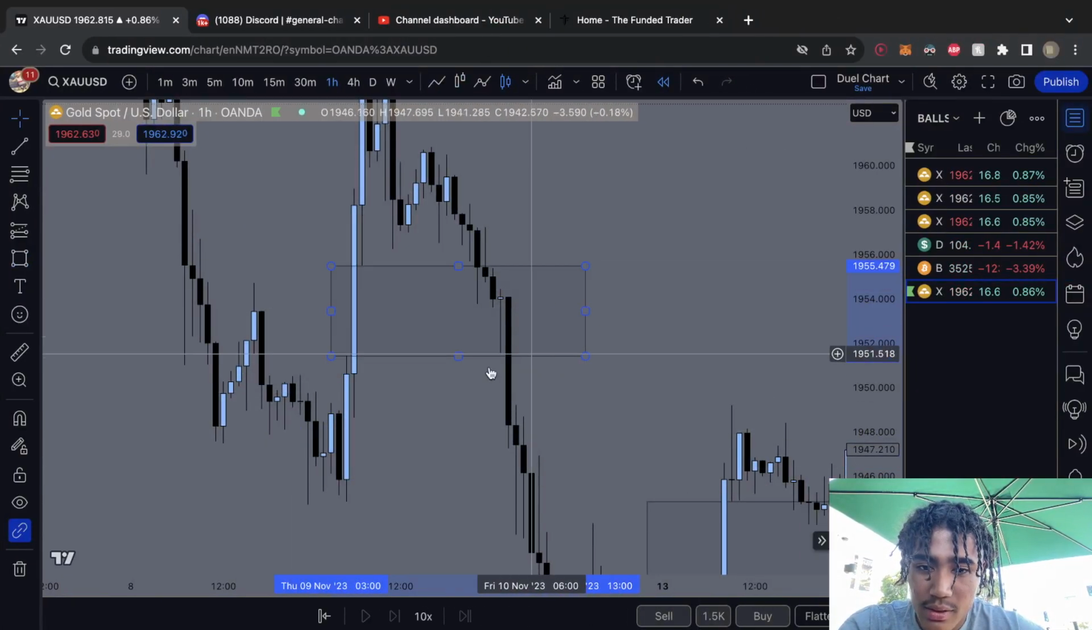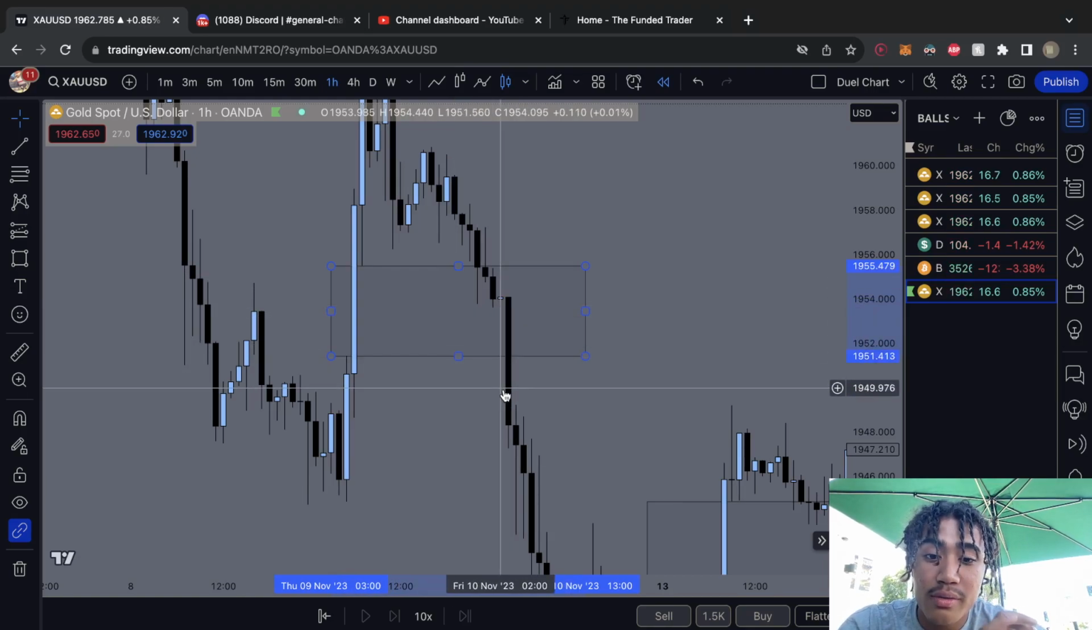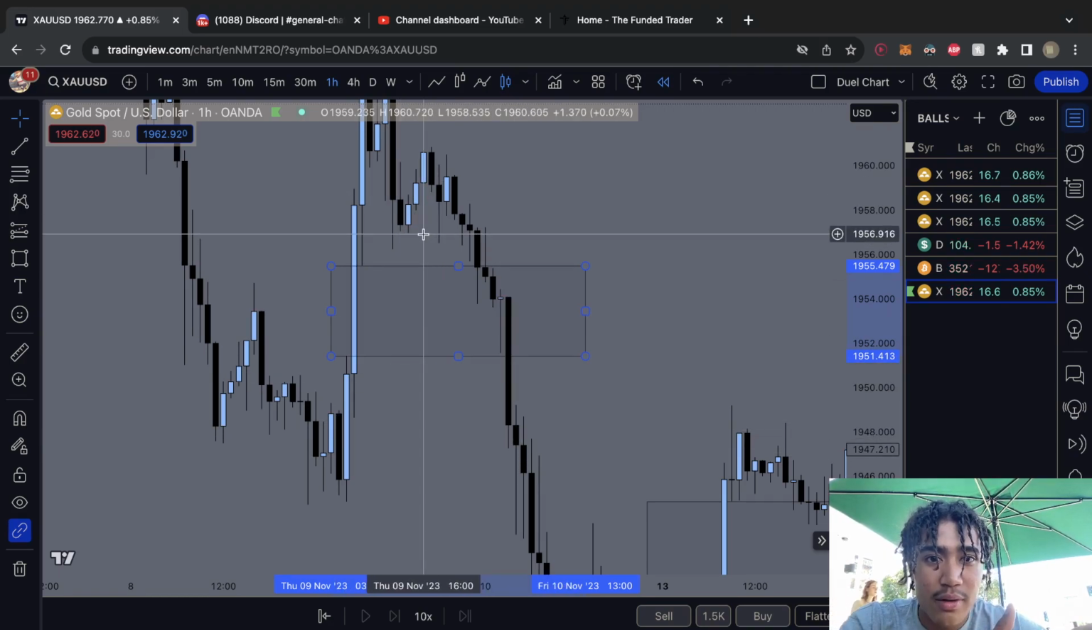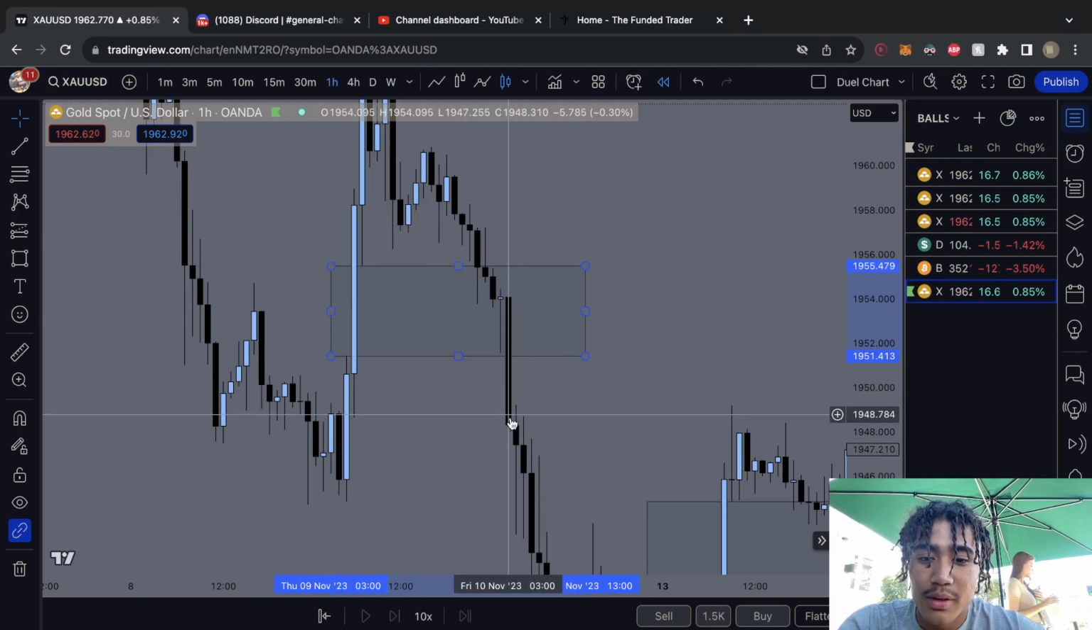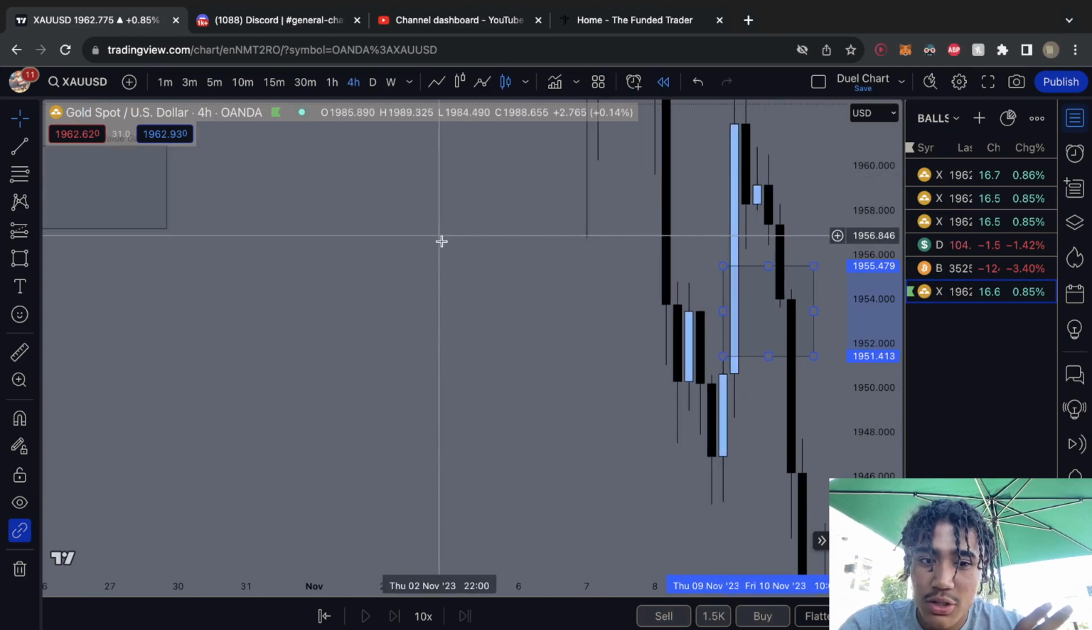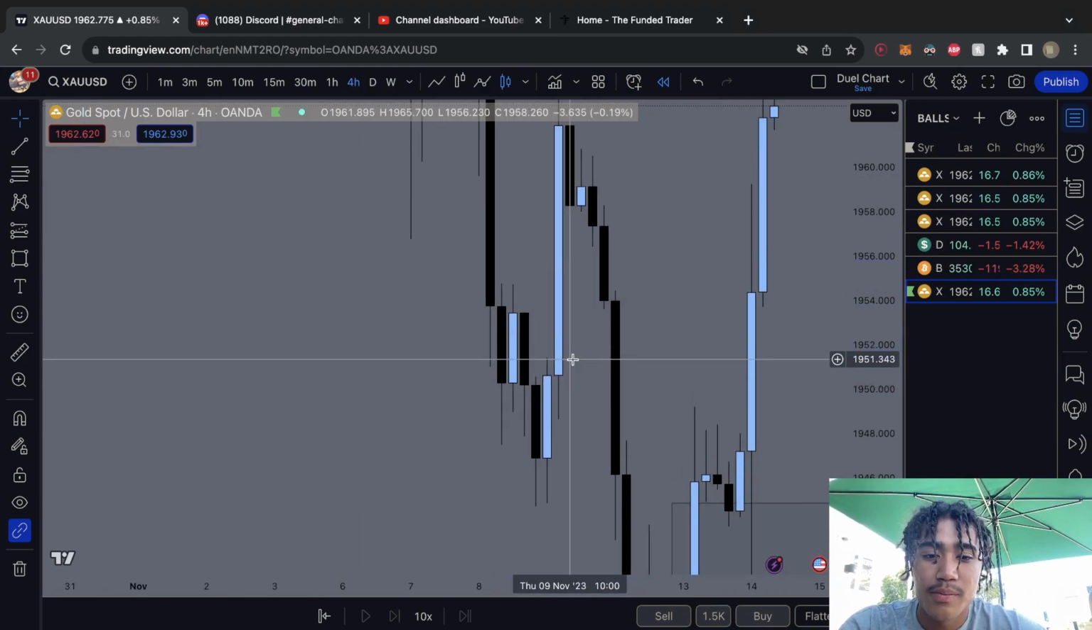Right here, this imbalance was no longer validated when we closed past it. Obviously, look at this close. That's a close if I've ever seen one, right? So this is no longer validated due to this close, closing below it. Capiche?